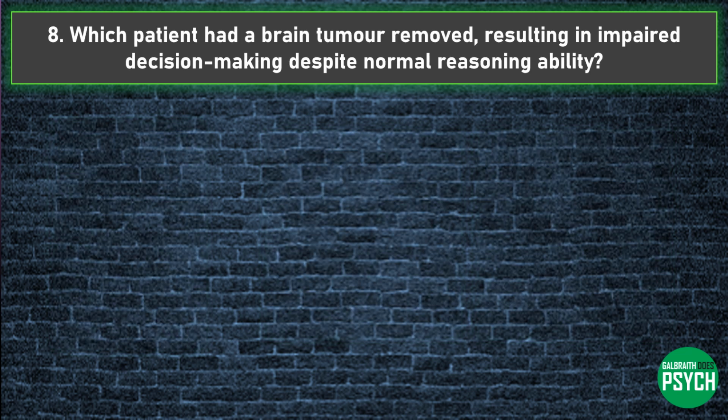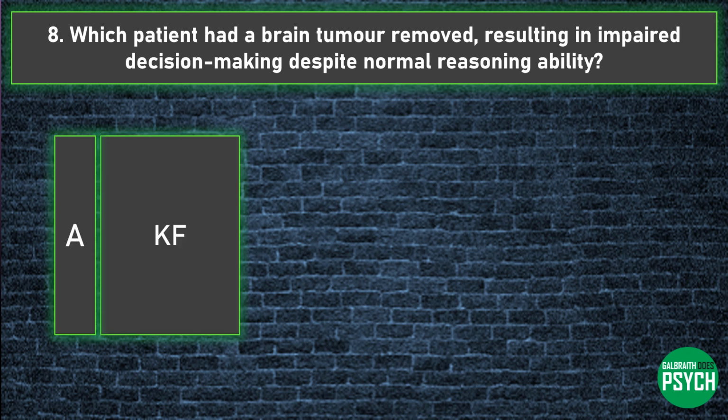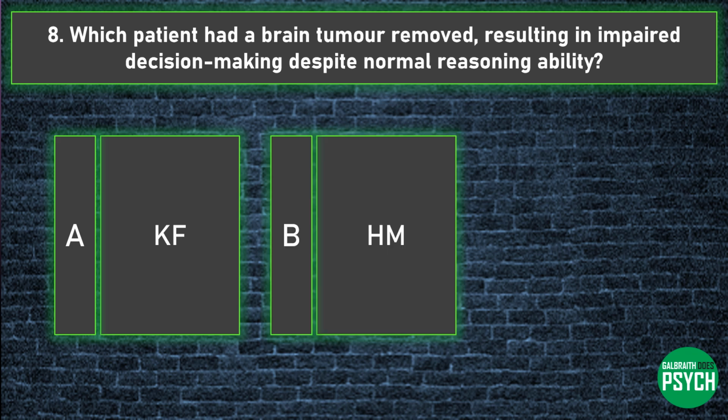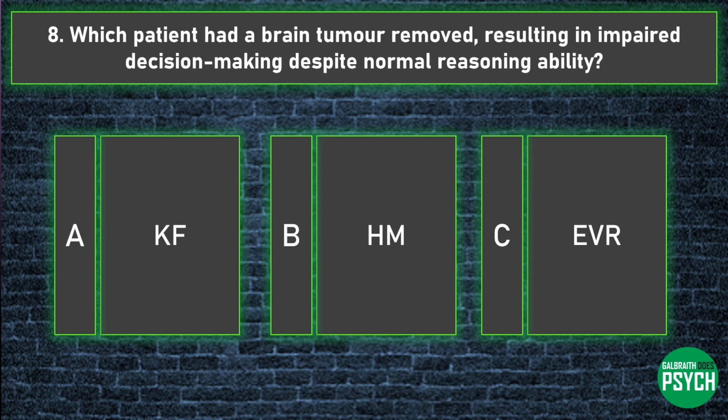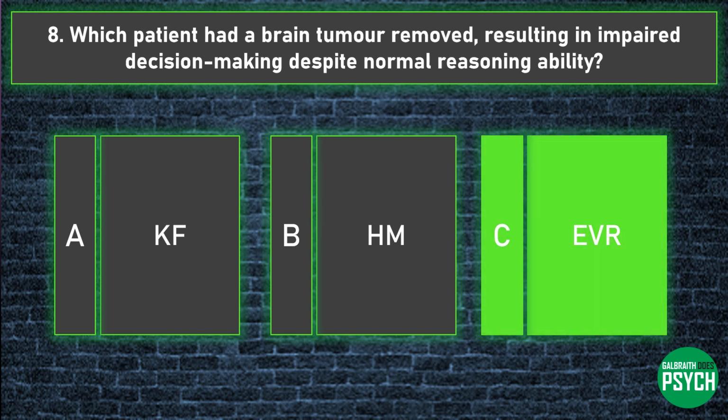Question 8. Which patient had a brain tumor removed resulting in impaired decision making despite normal reasoning ability? So this person could not make day-to-day decisions, found that really tricky, but logic and reasoning absolutely fine. Do you reckon it was A, KF, B, HM, or C, patient EVR? Maybe you could do this by process of elimination, it was patient EVR. Well done if you got option C.